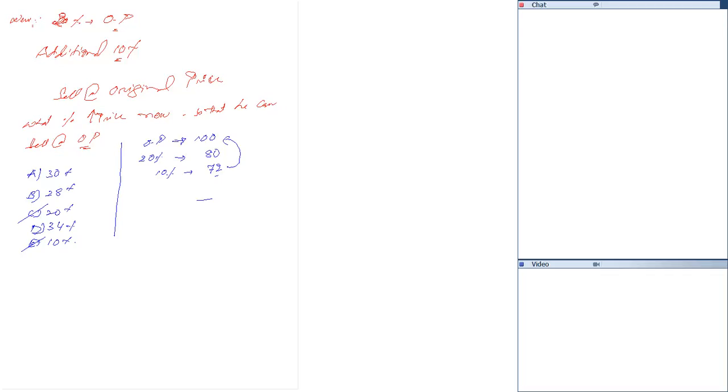28 by 72 into 100, exactly 100. So this is what it is. It is not 28 by 100. That is wrong; we want to go back from here. So 72 becomes the base price. Base price, yes. So approximately, that is the answer.